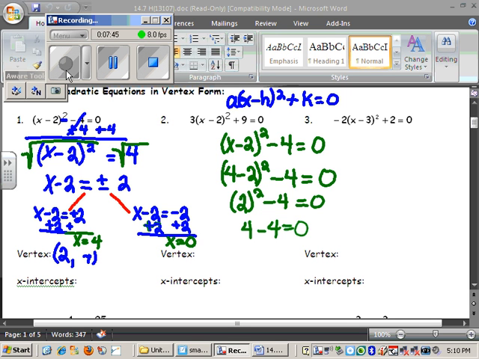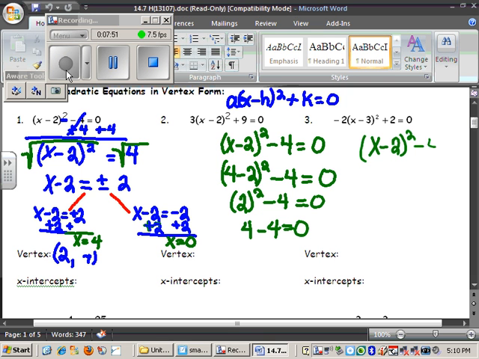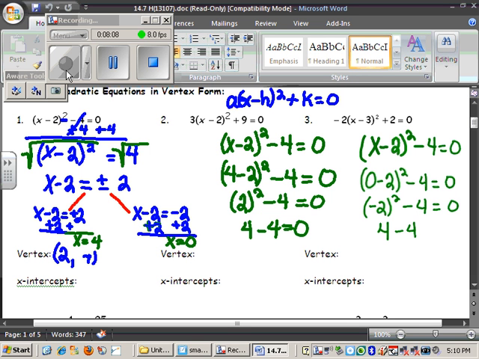Now my next problem, I'm going to plug in 0. So again, my original equation was x minus 2 squared minus 4 equals 0. If I plug in 0, I would have 0 minus 2 squared minus 4 equals 0. And then I would have negative 2 squared minus 4 equals 0. And then 4 minus 4 equals 0. And again, 0 is equal to 0. So therefore, my answer is correct.